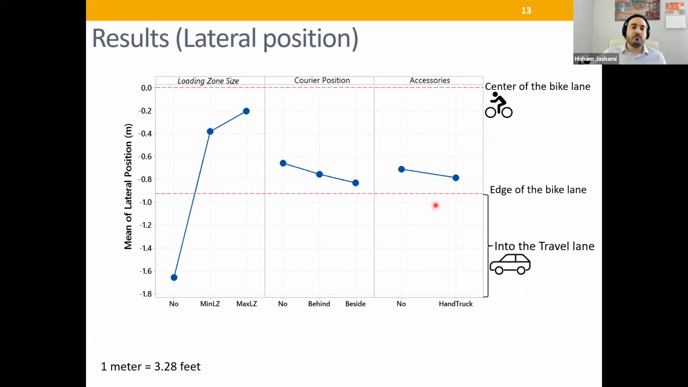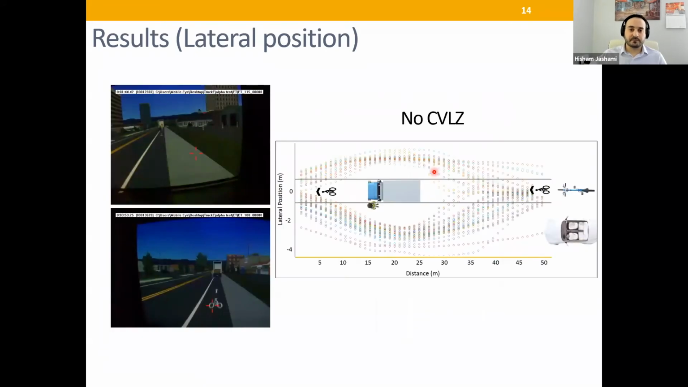Okay, and we didn't see much difference between if there is a hand truck behind the vehicle versus no, and this kind of makes sense because it doesn't obstruct their path. Okay, let's see what's happening from a different view.